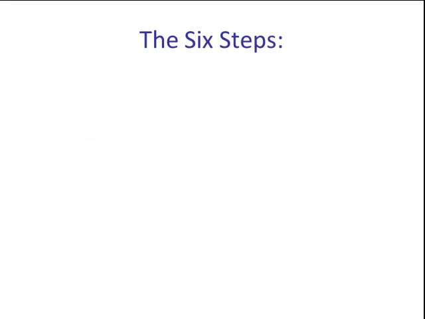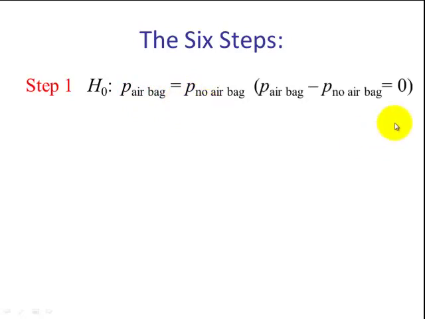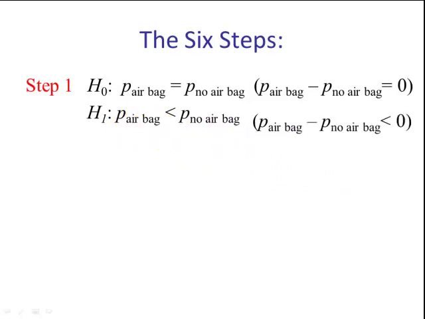We'll do our 6 steps. Step number 1, we state the null and the alternative. Our assumption is the proportions are equal. The proportion of airbags equals the proportion of no airbags. And this is the same thing as if we were to write the proportion of airbags minus the proportion without airbags equals 0. For the alternative, it's a left-tailed test where airbag is our first proportion. And we can also write that proportion of airbags minus proportion of no airbags is less than 0.